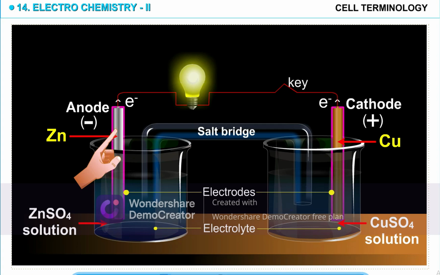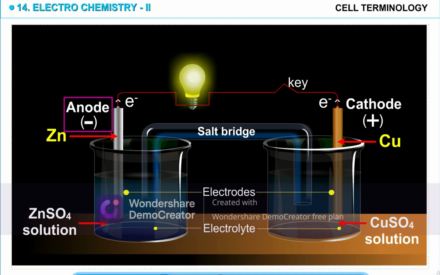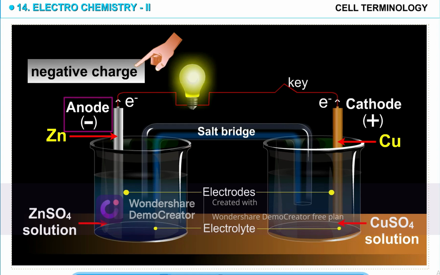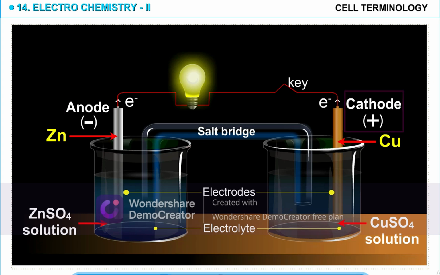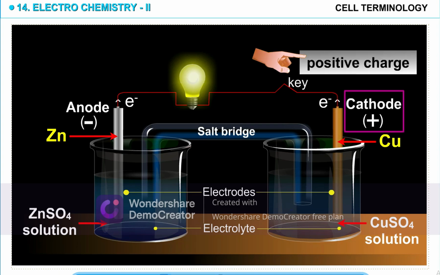Electrode is the material, a metallic rod or bar or a strip, which conducts electrons into and out of a solution. Anode is the electrode at which the oxidation occurs. It sends electrons into the outer circuit. It has negative charge and it is shown as minus in cell diagrams. Cathode is the electrode at which the electrons are received from the outer circuit. It has a positive charge and it is shown as plus in the cell diagrams.